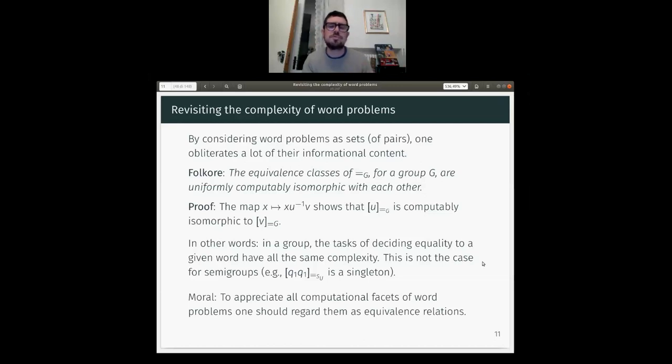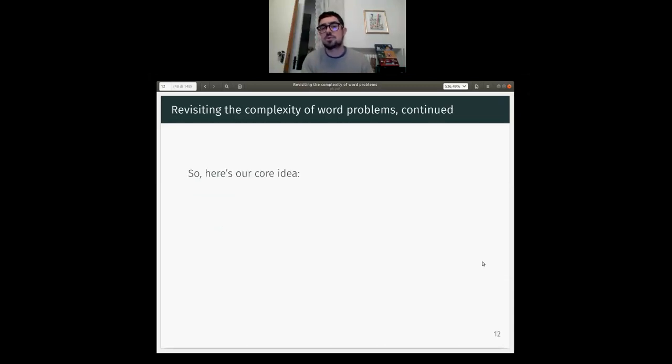So the moral of all of this is that if you really would like to appreciate all computational aspects of word problems, you really should regard them as equivalence relations. So here's our core idea.